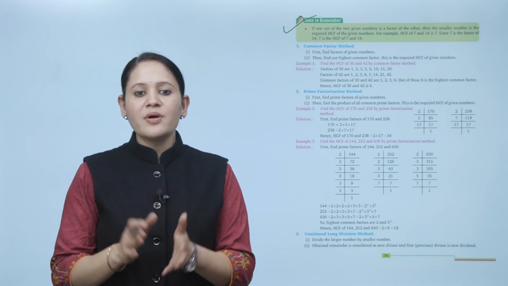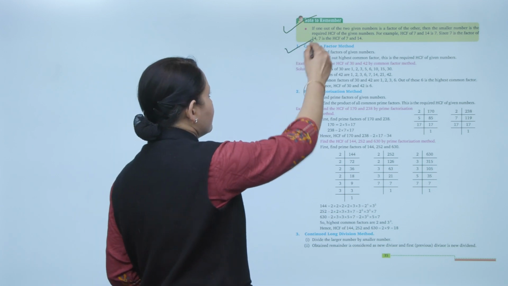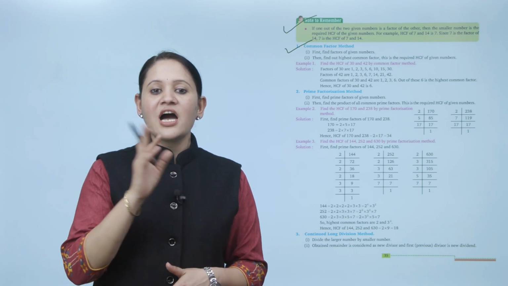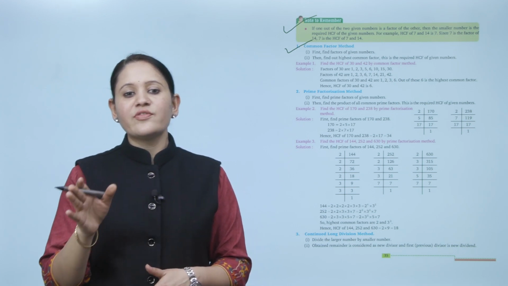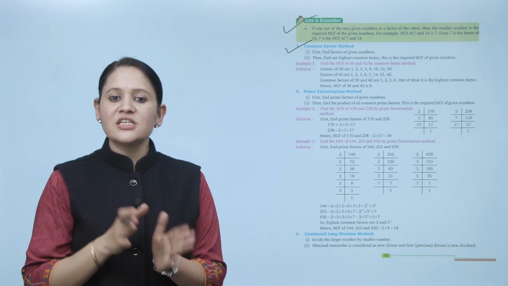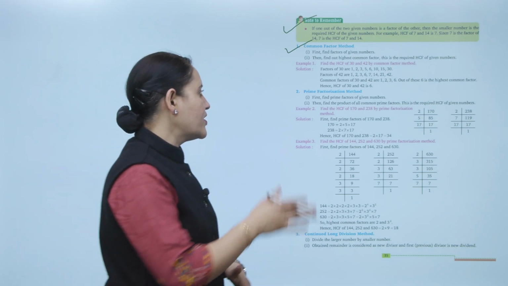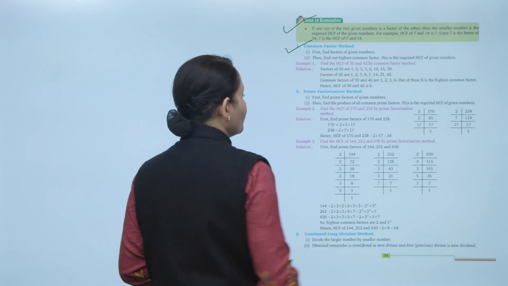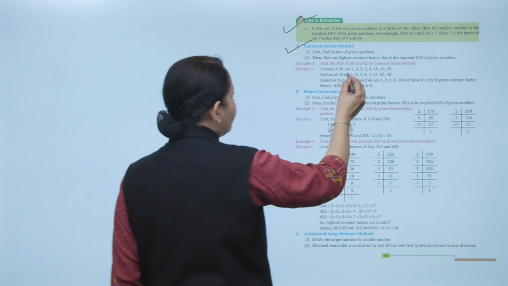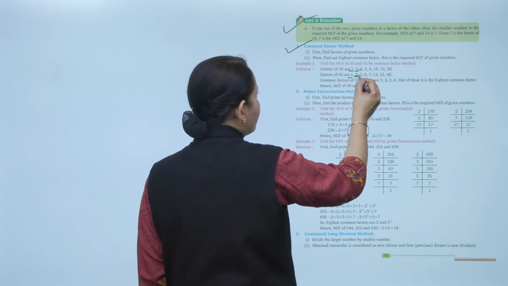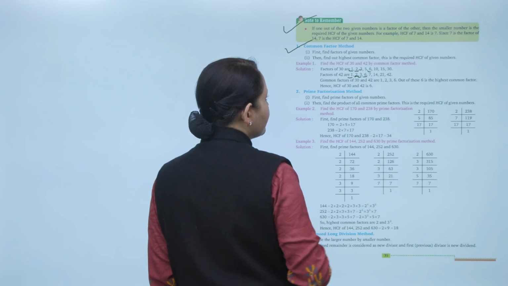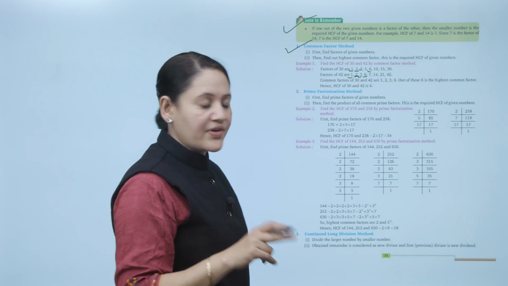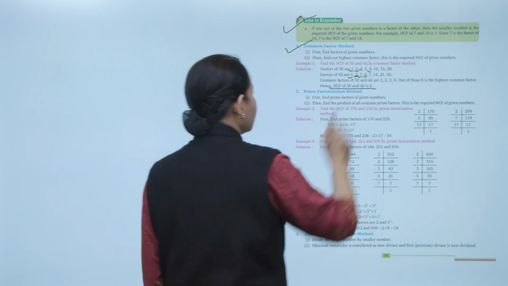Next is the common factor method. In this method, first find the factors of the given numbers, then find the highest common factor. This is the required HCF of the given numbers. For example, find the HCF of 30 and 42 by the common factor method. So first we'll find out the factors of 30 and 42. These are the factors of 30 and 42. Now what are the common factors? That is 1, 2, 3, 6. These are the common factors. Clear? Out of these, 6 is the highest common factor. So the HCF of 30 and 42 is 6.